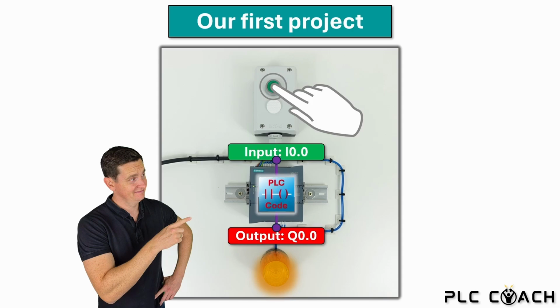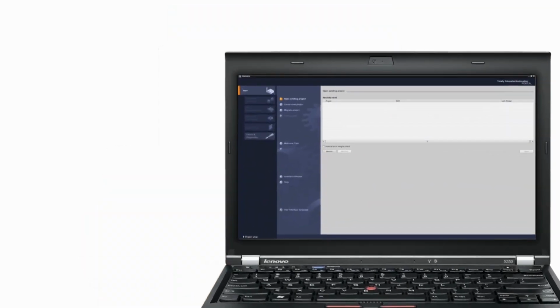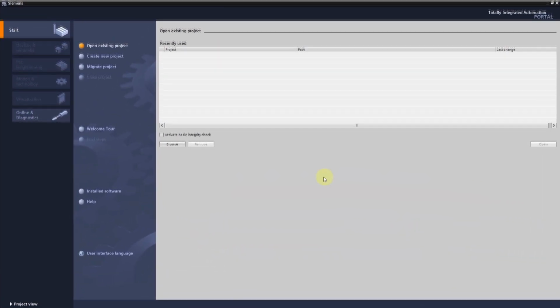But before we can start programming, we first need to create a project. And that's exactly what I'm going to show you now in the TIA portal. Welcome, my friends, to your new second home, the TIA portal. When you open it for the first time, it should look like this. To create a new project, simply click here.